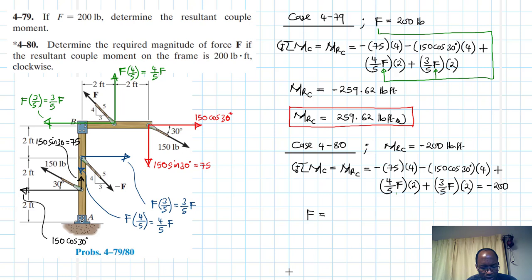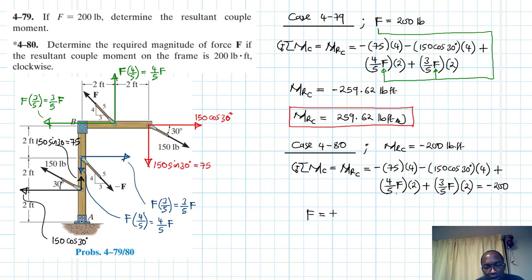So we have minus 75 by 4 minus 150 cos 30 by 4. They will go the other side, so they'll be positive. So 75 by 4 plus 150 cos 30 by 4, and then minus 200. Then we divide by 4 over 5 by 2 plus 3 over 5 by 2.